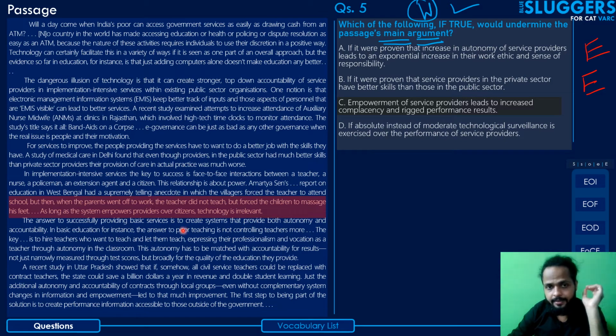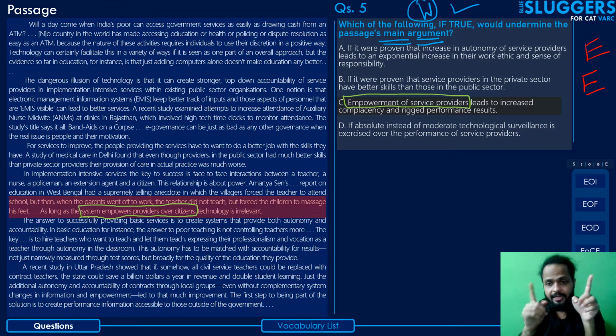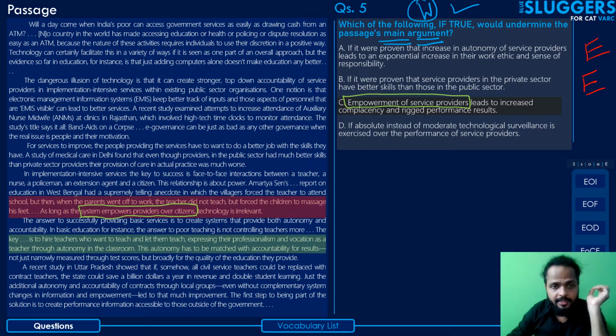But guys, please understand that system empowering providers over citizens, I'm going to underline this, is different from empowerment of service providers in general. Empowerment of service providers does not necessarily mean that the service providers are being empowered over the citizens. So this option in fact relates to a different point of reference, where the author says the key is to hire teachers who want to teach and let them teach. This is the empowerment that the author is talking about.